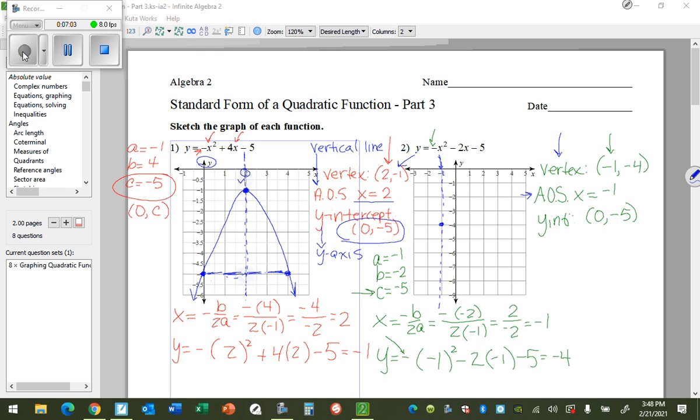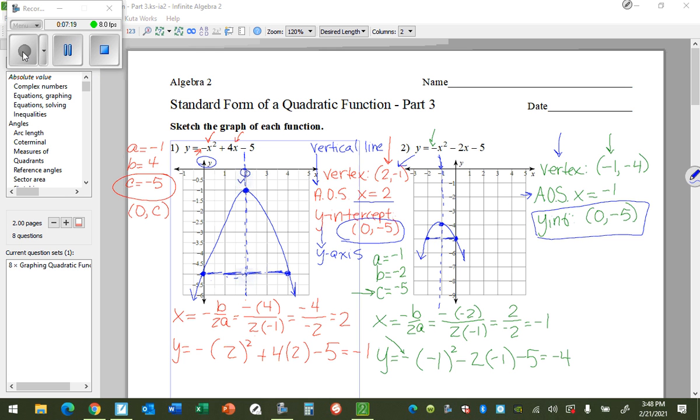Then I'm going to place my y-intercept on my graph. So 0, negative 5. And then I will mirror it on the other side. This is one space, so one space, prettiest parabola of them all. And then I have my parabola.